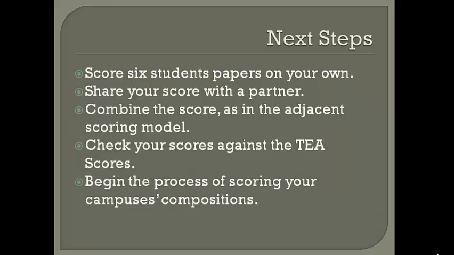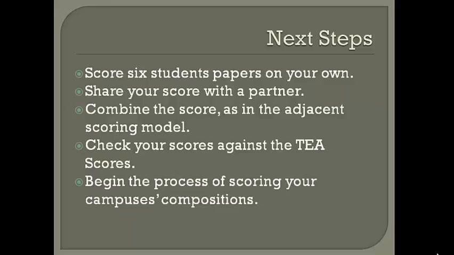So what are the next steps? Well, you're going to be scoring 6 student papers, and these have been scored by TEA. They're not part of the scoring guide. They're part of what we have in Spring Branch. And you're going to score it. You're going to look at the rubric. Please remember, we want to have the rubric in hand and also the TEA scoring guide in hand when we do this, so we can always go back if we're confused.